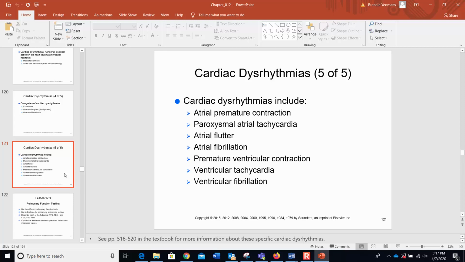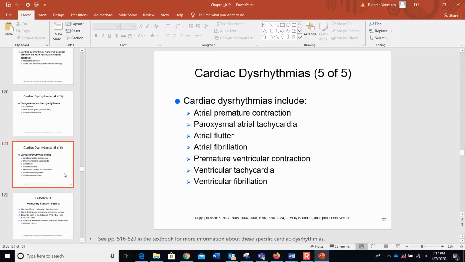Okay, then let's move into the premature ventricular contraction, which we say is a PVC. Now the PVC is like that child that just can't sit still. It's got to be jumping in and doing something before everybody else.